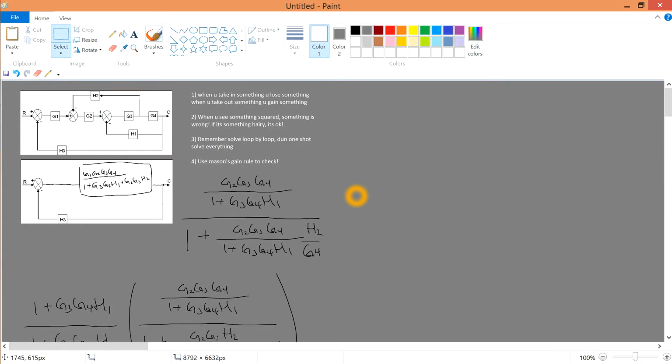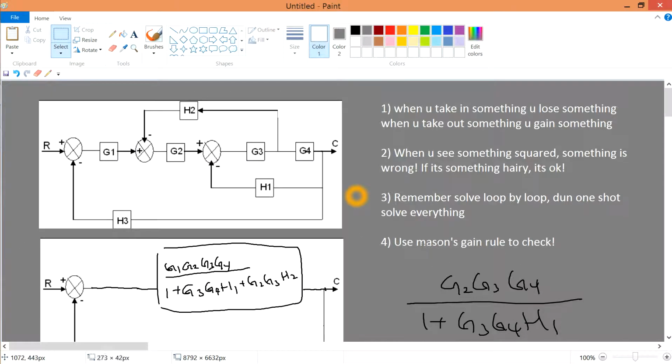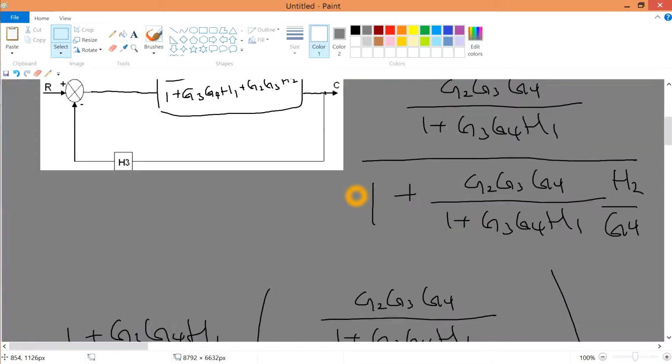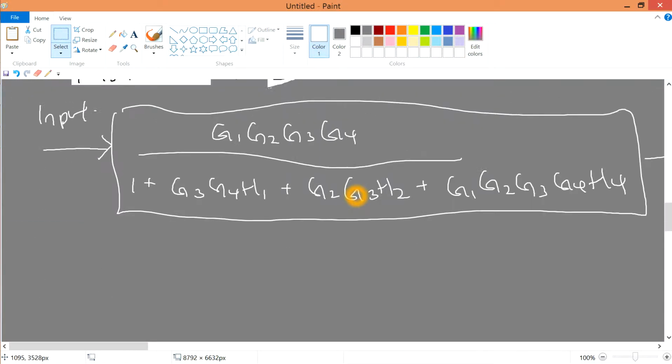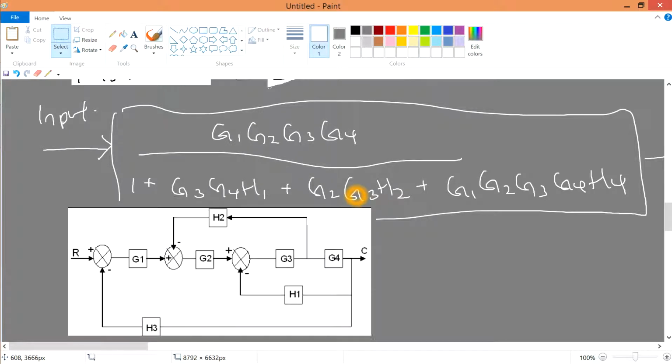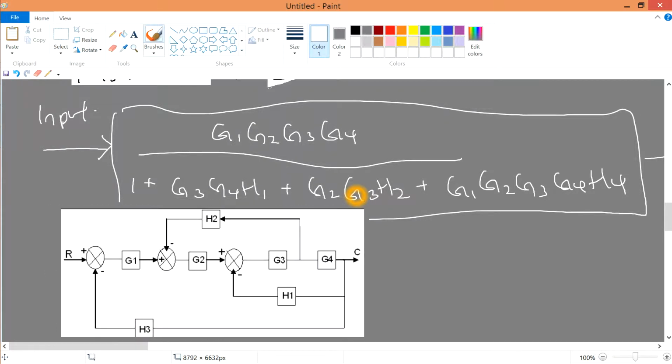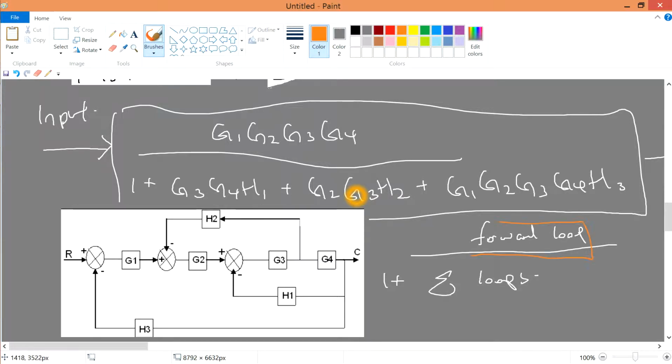So what I didn't go through is this one. Use Mason's gain rule to check. Alright, how do I check this thing? I'll simply paste the block diagram, the initial one that asks us to simplify, over here. Mason's gain rule is pretty simple. It is simply forward loop divided by 1 plus the summation of all other loops, feedback loops, I would say. So what does this mean?